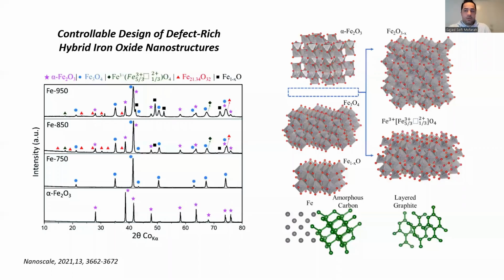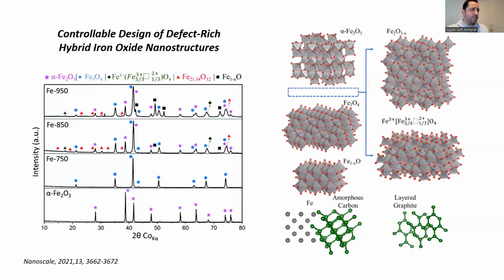All right, in this slide, I'm going to talk about one of the works that we've done in 2021, and it was published in Nanoscale. This work is about controllable design of defect-rich hybrid iron oxide nanostructures, and we had hematite as a precursor, along with carbon-based waste that we had, and we heated up the samples, hematite and carbon-based wastes, to 750, 850, and 950 degrees. And on the left-hand side, you can actually see the XRD results.